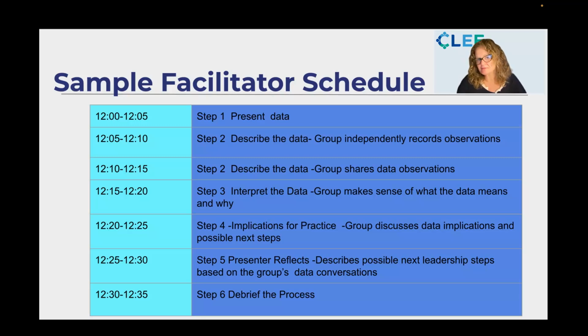Here is a sample facilitator schedule to give you an idea of what the Atlas protocol looks like in action. Looking at the facilitator schedule highlights the pace of the protocol.